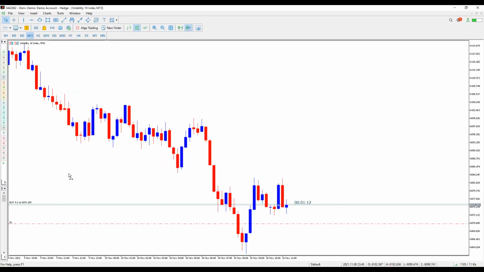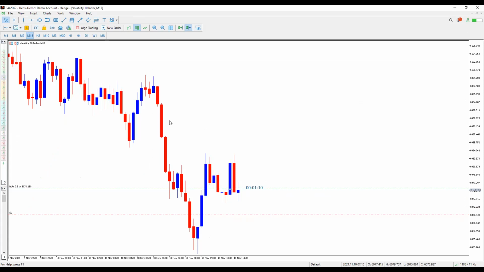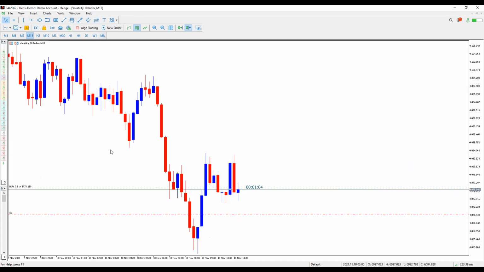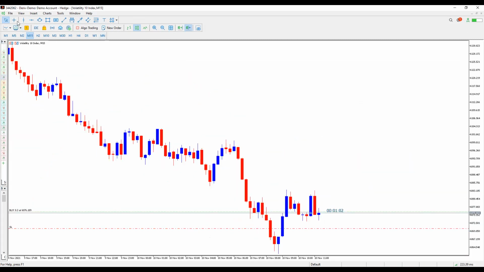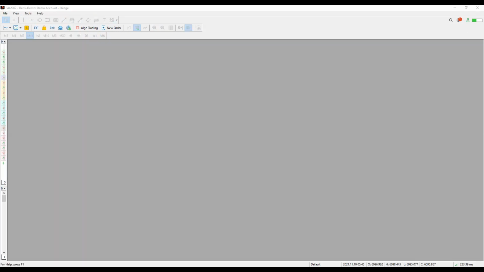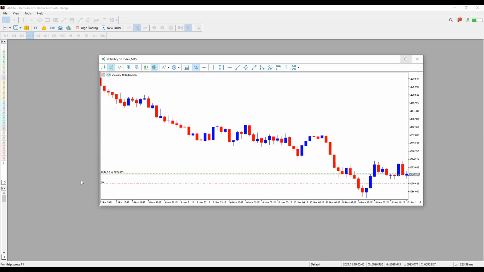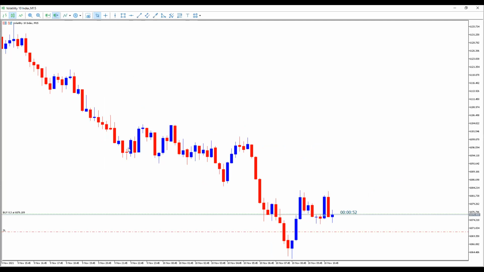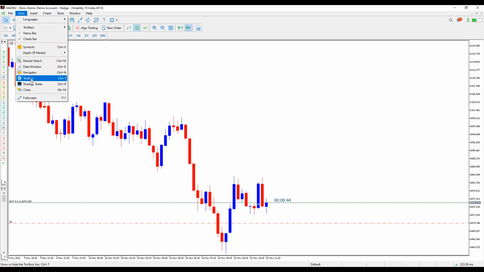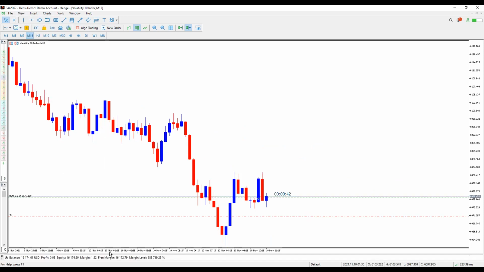Okay, so with me here is V10, which I just randomly opened. What I'm going to do is remove the dock. Let's view the toolbox. All right, beautiful.